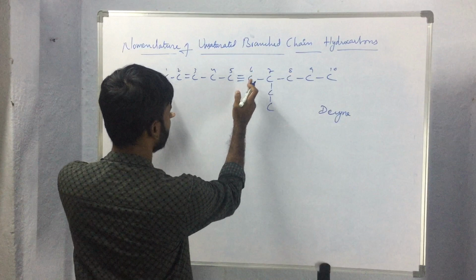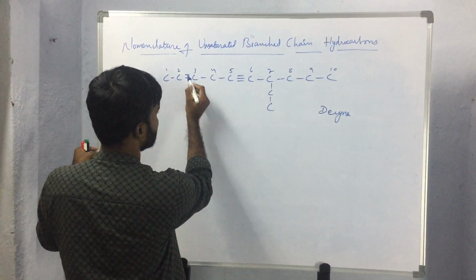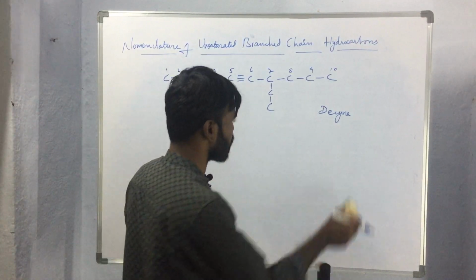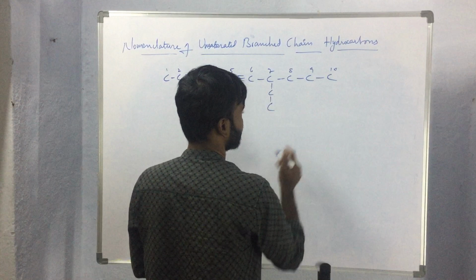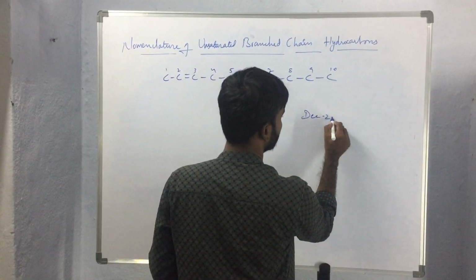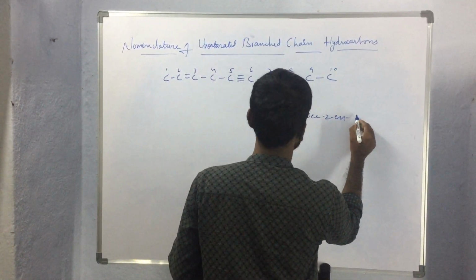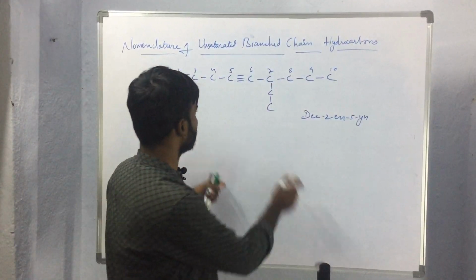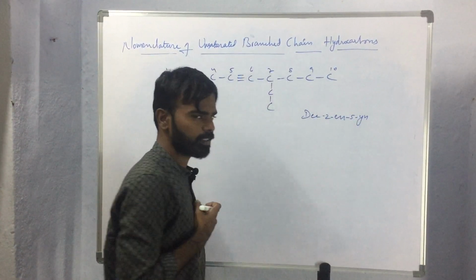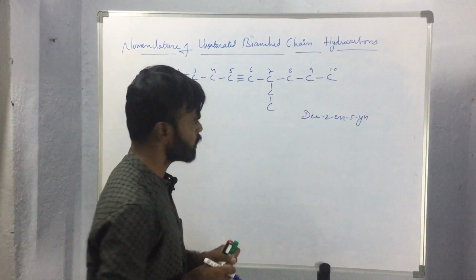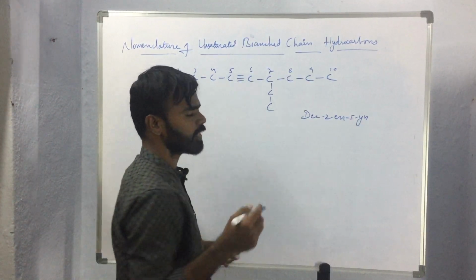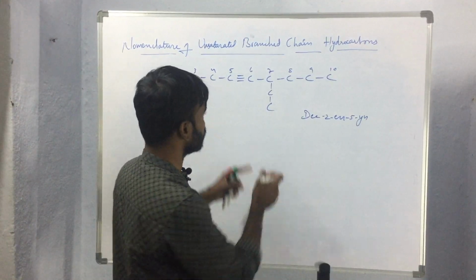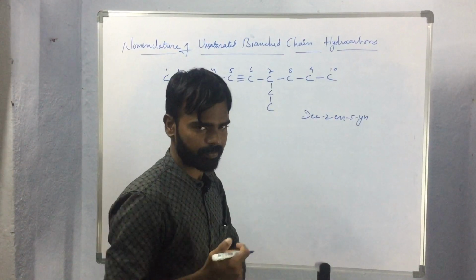So here the name of the compound will be like: the second carbon atom is having a double bond and the fifth carbon atom is having a triple bond. So the name will be dec 2-ene 5-yne. This will be the name of the parent chain, because here the highest unsaturation will represent the nature of the parent chain. So this will be considered as the suffix.